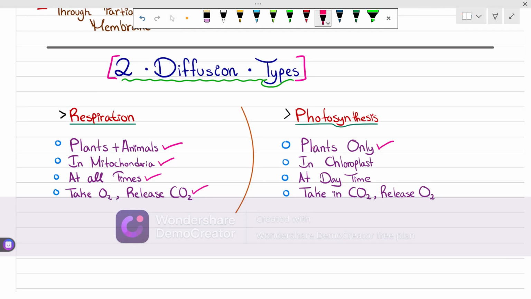This is a quick comparison between respiration and photosynthesis. Respiration is in both plants and animals. It occurs in the mitochondria. At all times, it takes in oxygen and releases carbon dioxide. Photosynthesis occurs in plants only. It occurs in the chloroplast, when chlorophyll captures energy from sunlight and uses water and carbon dioxide to convert it into glucose and oxygen. It happens only at the daytime when sunlight is available. It takes in carbon dioxide and releases oxygen.